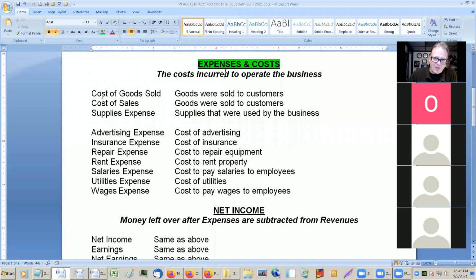Okay, so let's jump into these. The first couple here are a little bit wacky. Cost of goods sold. And these are goods that were sold to customers. These are goods that are leaving the place.